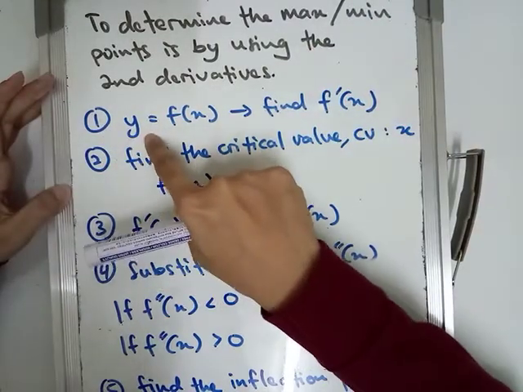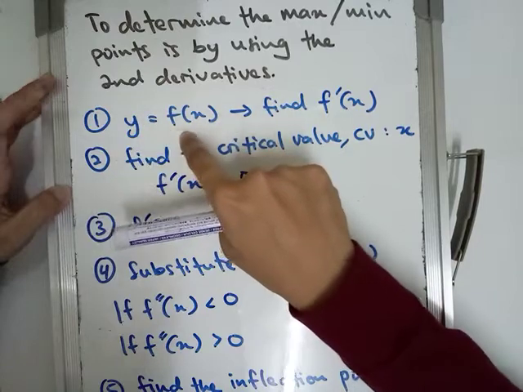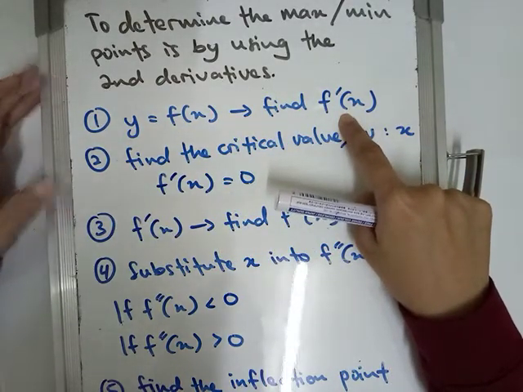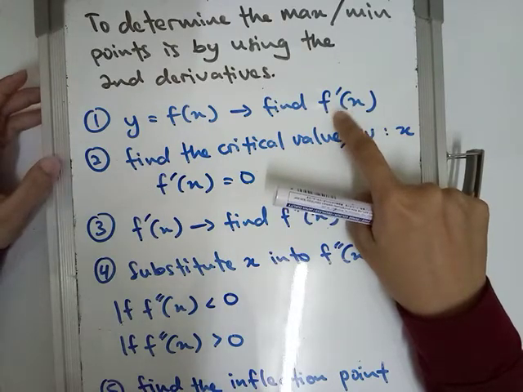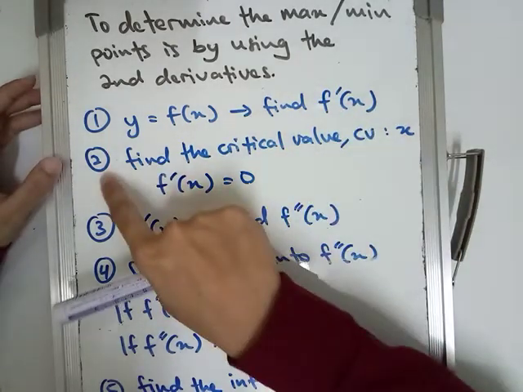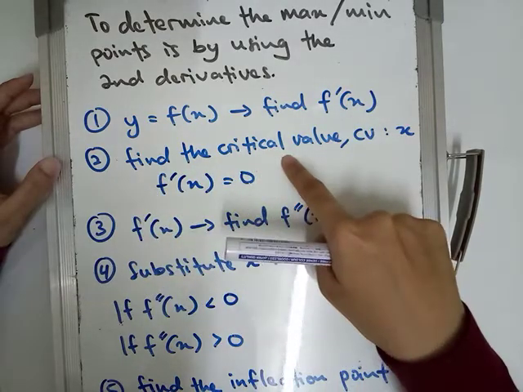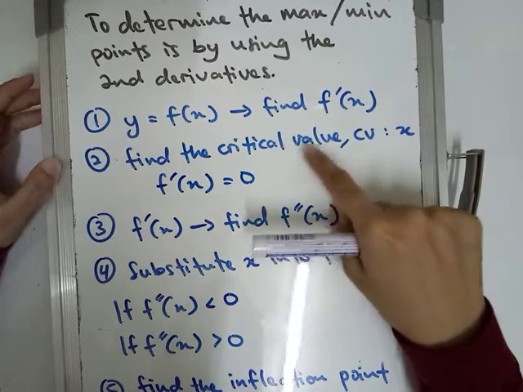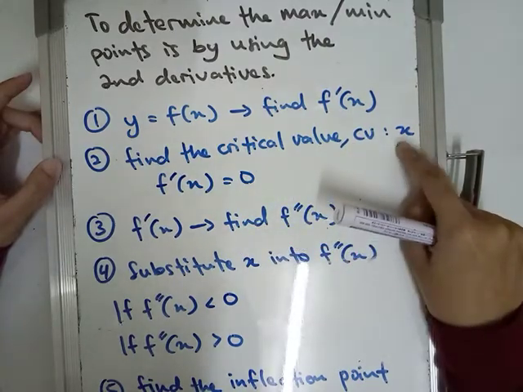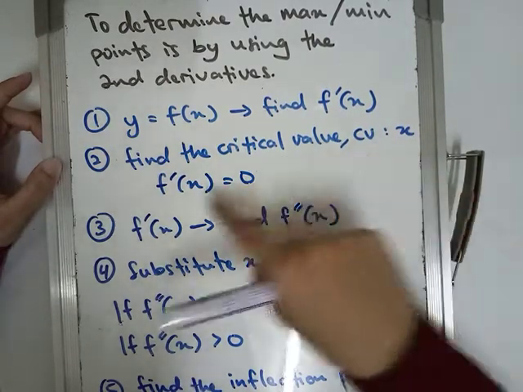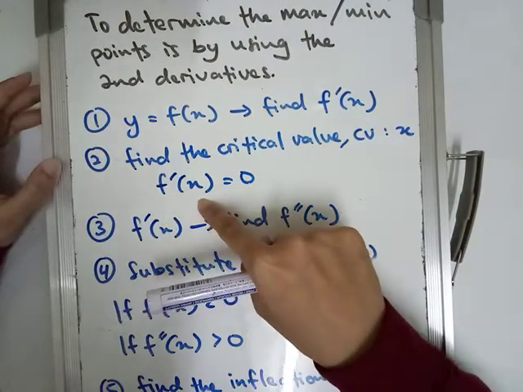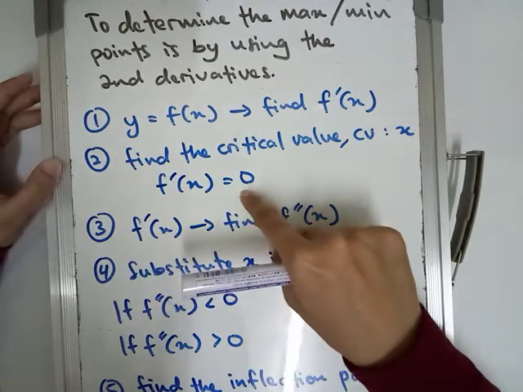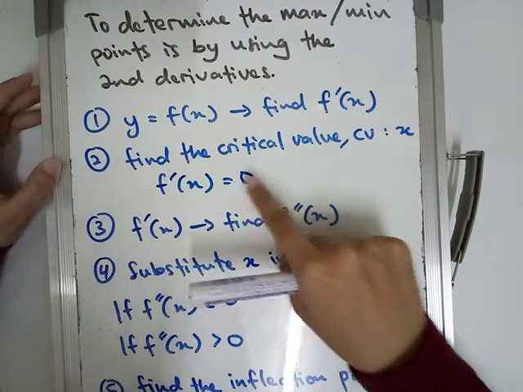First step, from the function that will be given, you need to find the first derivatives. That means you have to differentiate to find the first derivatives. Second step, you need to find the critical value. CV is a short form for critical value. What is critical value? That means you need to find the value for x. How to find? From the first derivatives, you set it equal to 0. First derivatives equals 0, to find the critical value.